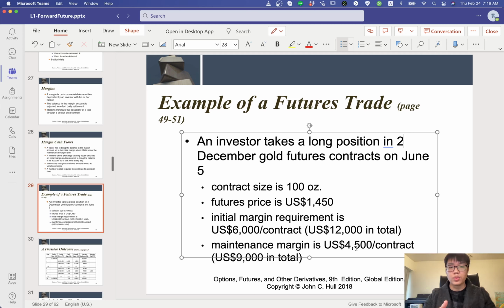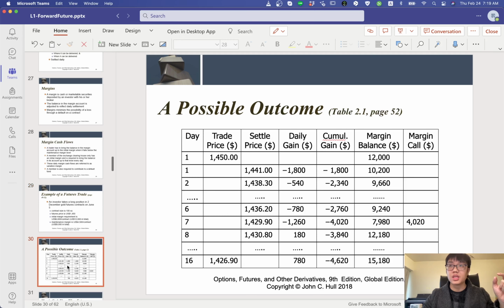So later we will see that the maintenance margin is very important. Why are they so important? We will check later. In this case, the maintenance margin is 9,000 in total. You need to put into the margin account 12,000, and remember that we have a maintenance margin of 9,000. So why is 9,000 important? Let's see the next table to see the example.